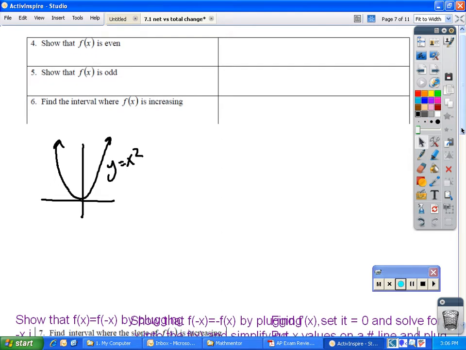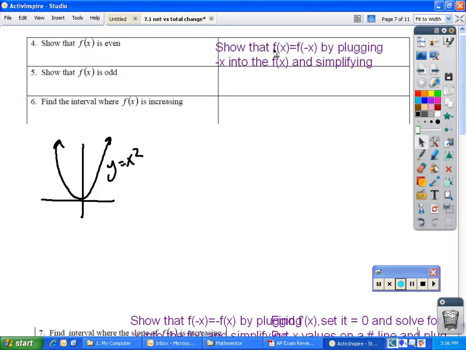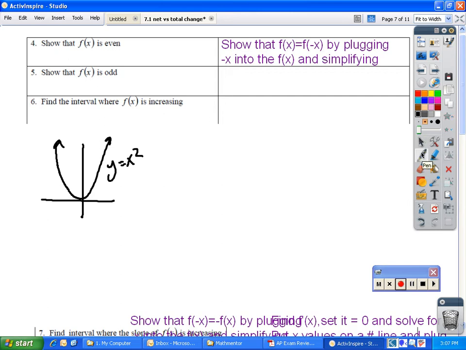So the way that we do this is we show that f of x is equal to f of negative x by plugging negative x into the function f of x and simplifying. I can show you here that f of negative x will be negative x squared, which is the same thing as x squared. So in this case, f of negative x equals f of x.